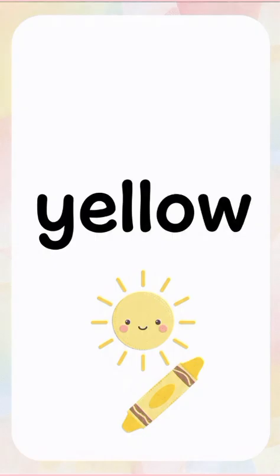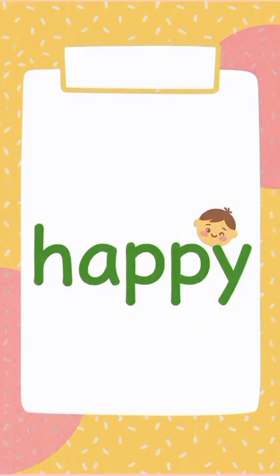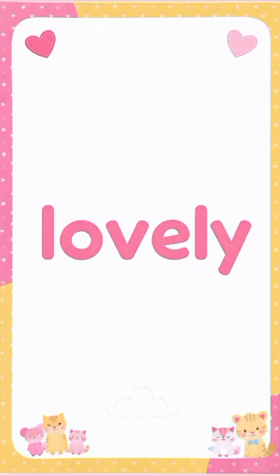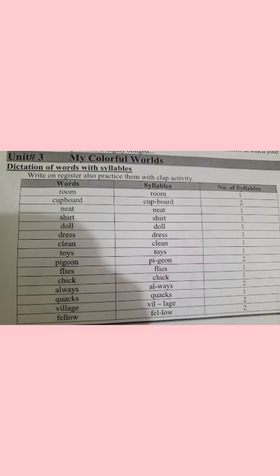The next word is happy. Happy. The word happy has two syllables. The next word is lovely. Lovely. We clap two times. That means the word lovely has two syllables.